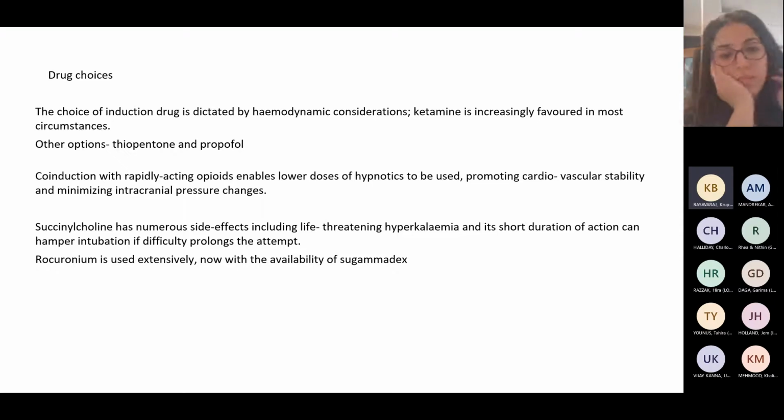The other options being thiopentone and propofol. Thiopentone is used in dosages of 3 to 7 milligrams per kg, propofol 2 to 4 milligrams per kg, ketamine 2 to 2.5 milligrams per kg. Etomidate is another drug which has been mentioned, but we generally don't use it because of adrenal suppression.